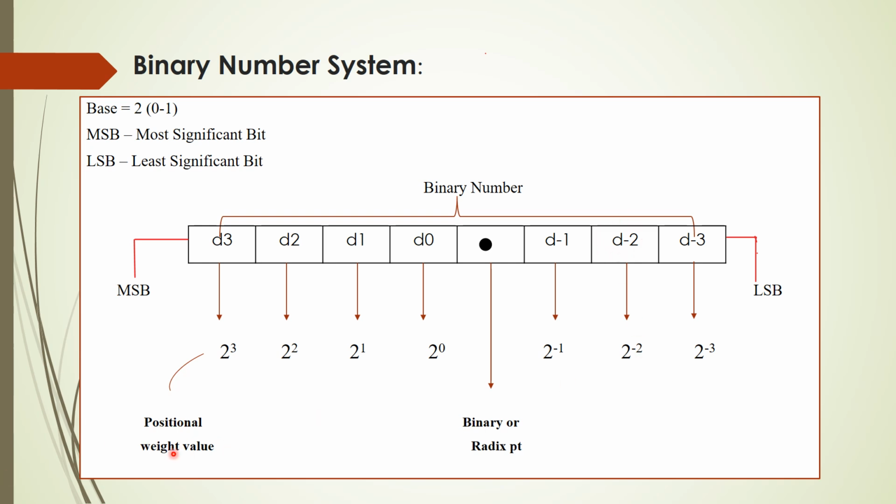What is actually the positional weight value? It is the product of the individual digit and the weight value. See, D3 into 2 raised to 3, that is the positional weight value. That means the product of the individual digit and the weight value.